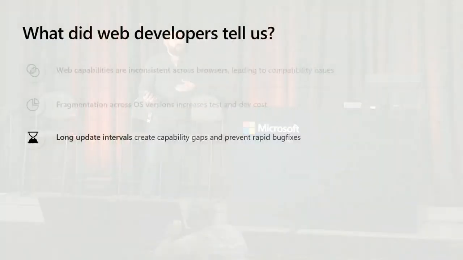The next thing we heard is that long update intervals cause compatibility issues. They make it so you can't take advantage of the latest capabilities as soon as they come to the web platform. And they also mean that if there's a bug in our implementation, it takes a long time to get a fix out. So in the current version of Edge in market, typically we've updated with Windows every 6 months. So that means if there's a bug that's there on the day we ship, it's probably going to take at least 6 months to get a fix out.